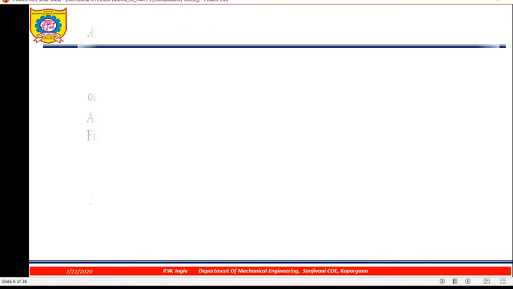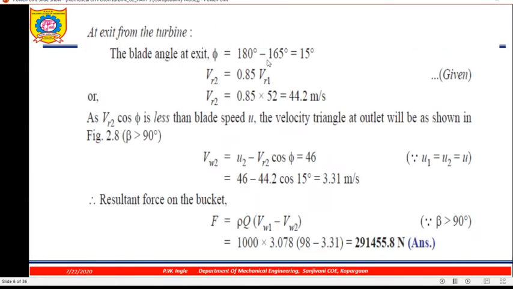Now next, the blade angle phi is 15 degree. Vr2 is 0.85 of Vr1. Now first thing is what? You use the normal velocity triangle and just calculate Vw2. If you are getting it as a minus, so put it here minus. If it is getting positive, then put here positive. Otherwise, if Vr2 cos phi is less than blade speed, see the velocity triangle.